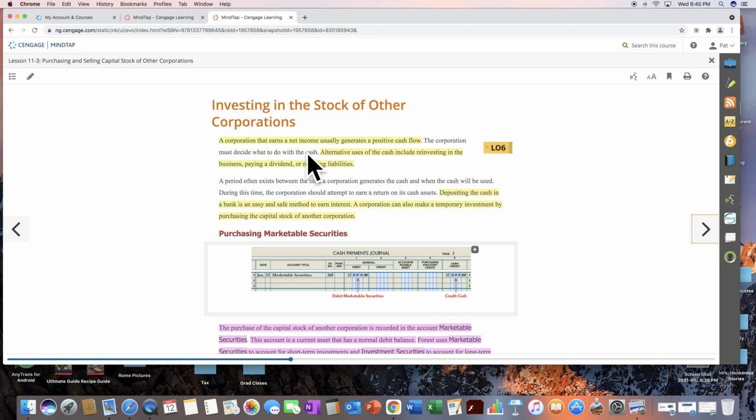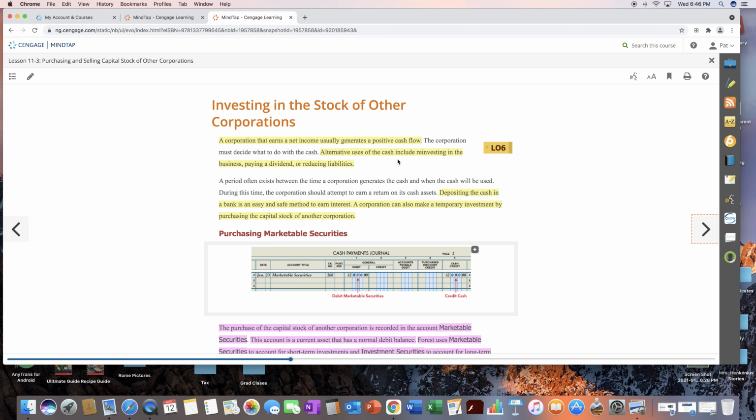Basic ideas, little backdrop here. A corporation that earns net income usually generates a positive cash flow, meaning we're doing well. We have more money than bills. We have some extra money laying around. For whatever reason, we want to have a little bit of a plan on what to do if this happens. Alternative uses of the cash would be investing back into the business, buying infrastructure, technology, transportation, adding on, fixing things, whatever the case may be, paying a dividend of some sort to our stockholders, reduce liability, paying off some debt.